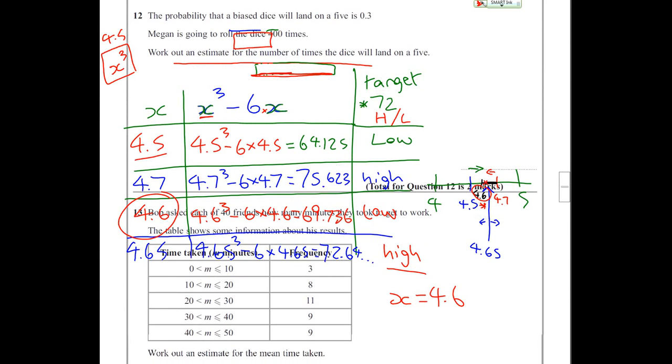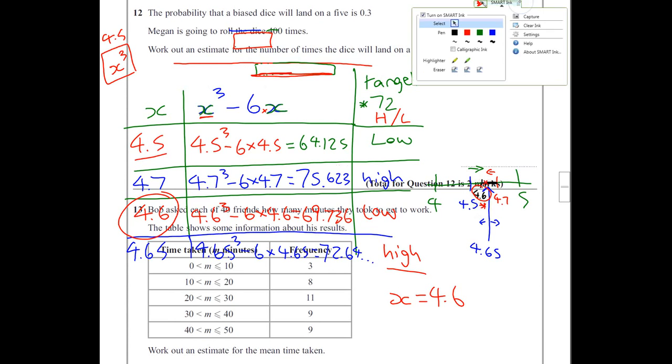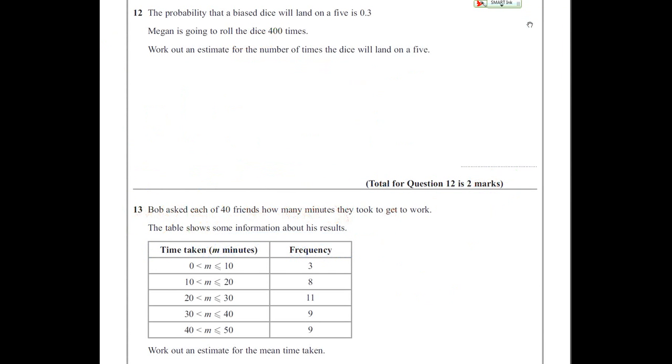Question 12. The probability that a biased dice will land on a 5 is 0.3. Megan is going to roll the dice 400 times. Work out the number of times the dice will land on a 5.